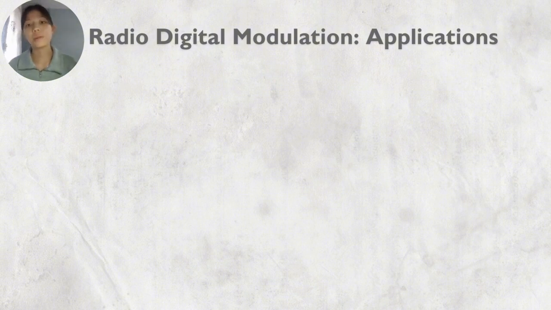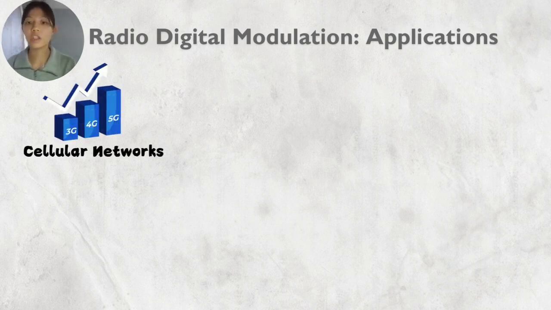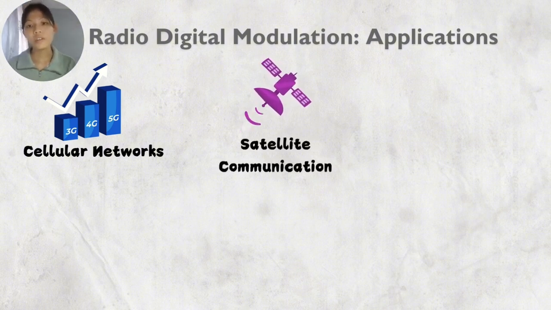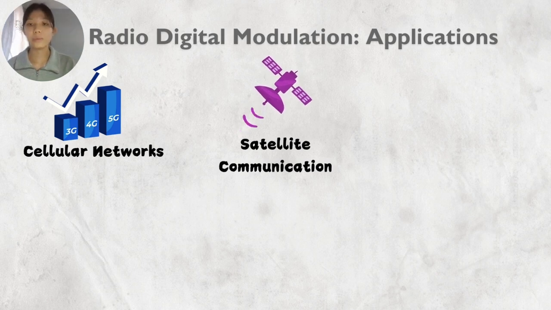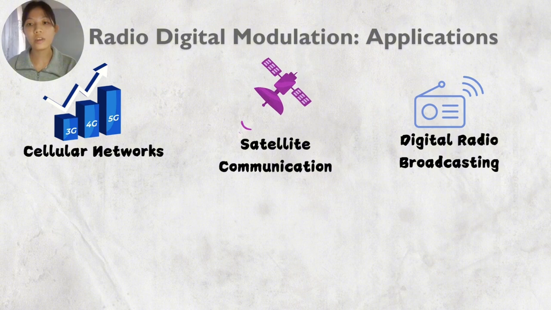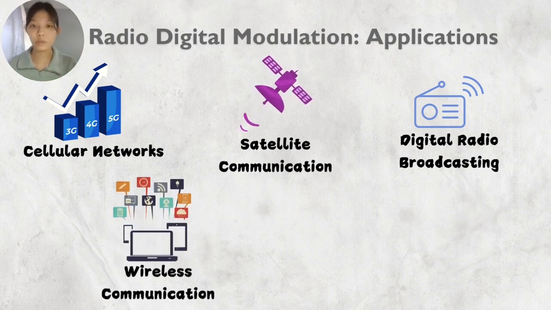Radio-digital modulation techniques play a vital role in modern communication systems, as they offer efficient, reliable, and high-quality signal transmission. Firstly, digital modulation is the foundation or backbone for cellular networks. Secondly, it helps in satellite communication, because digital modulation can transmit signals over a far distance. Then we have digital radio broadcasting that relies on radio-digital modulation to provide high-quality audio and greater channel capacity. And next, we have wireless communication such as Wi-Fi and Bluetooth.